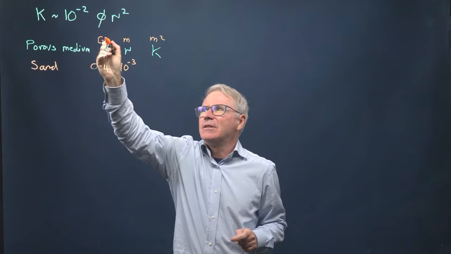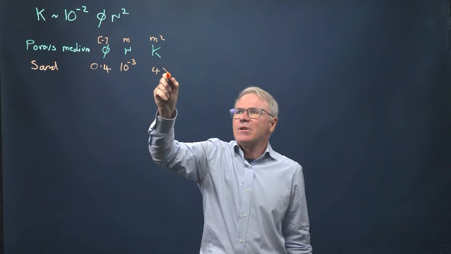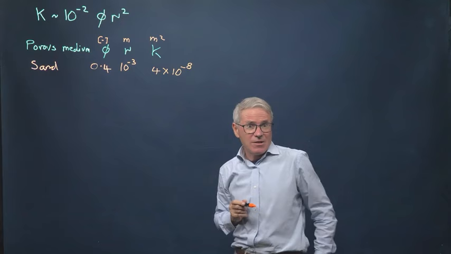Okay. So now let's look at this. Roughly R squared is 10 to the minus 6, 7, 8. So this is about 4 times 10 to the minus 8, okay? And that's in terms of meters squared.